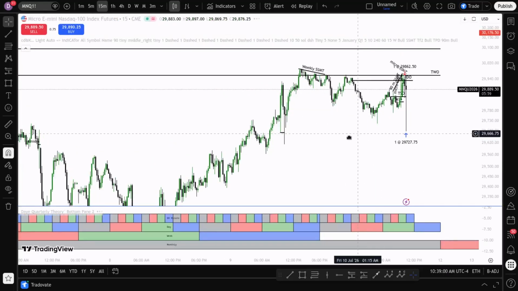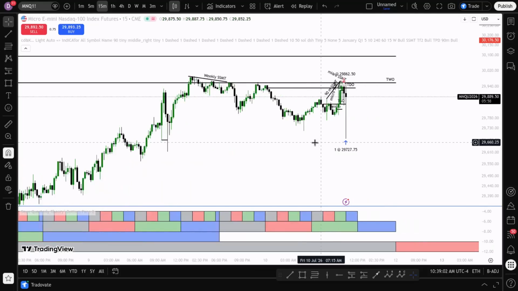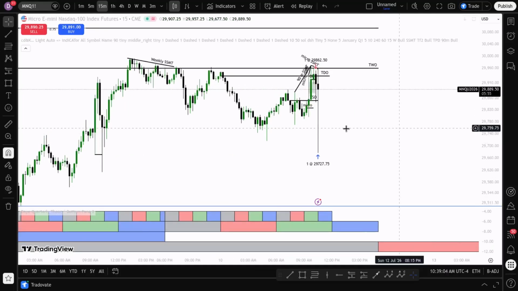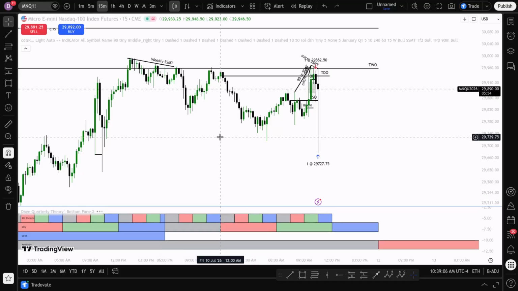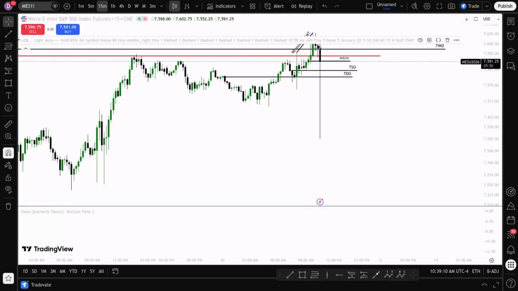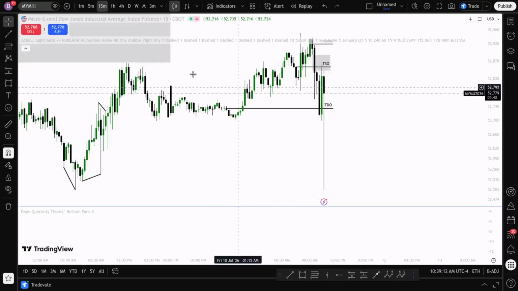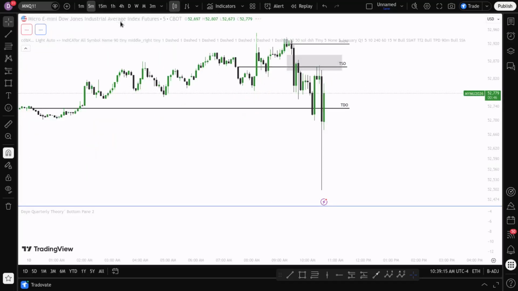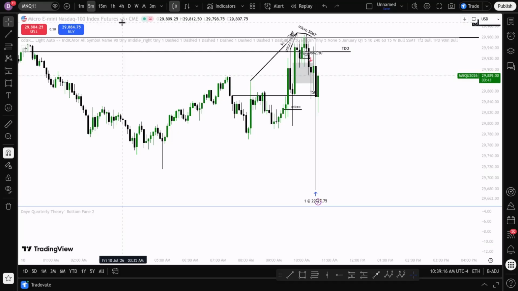Going into the 15-minute chart, we're looking for the daily cycle sequential SMT. We did not have any. So all three assets did take the high of the second quarter between Nasdaq, YM, and ES.